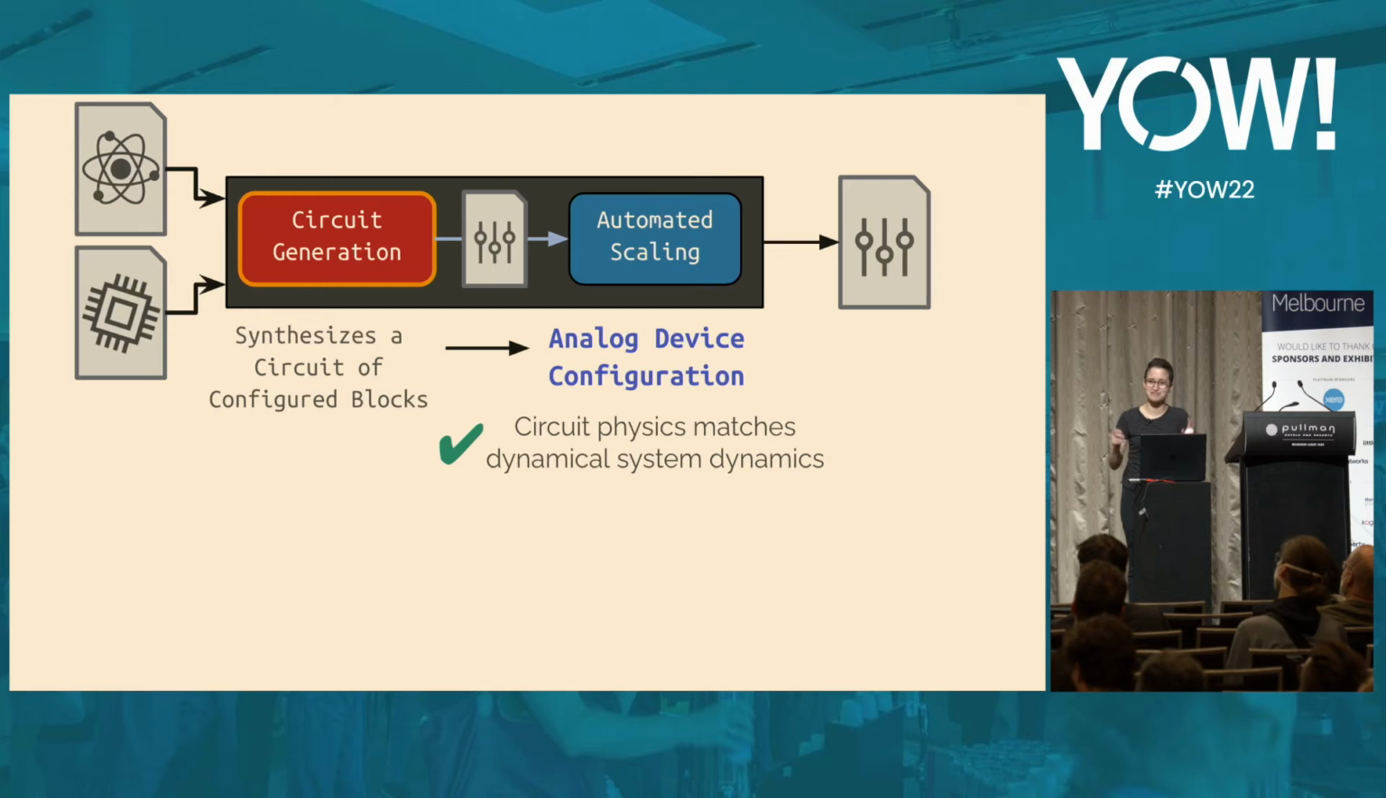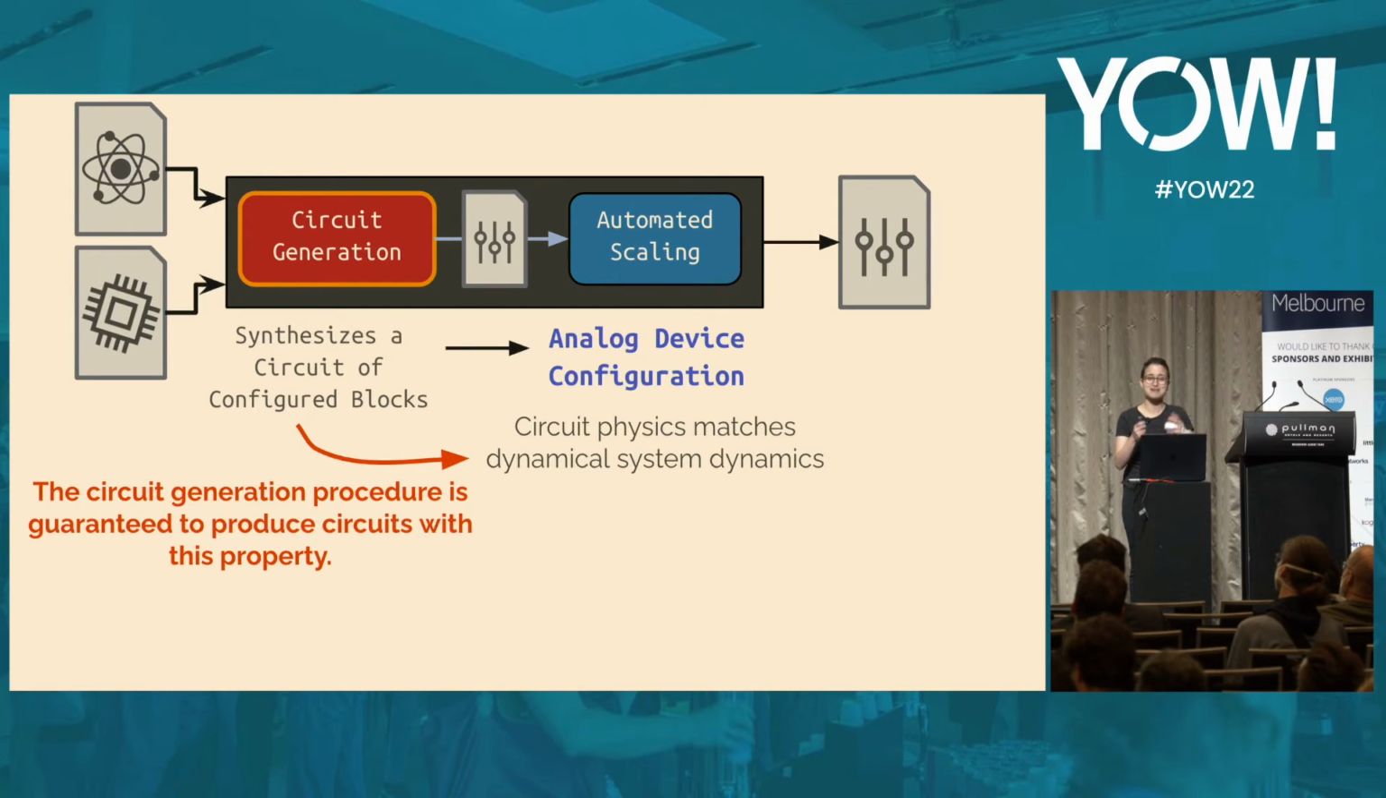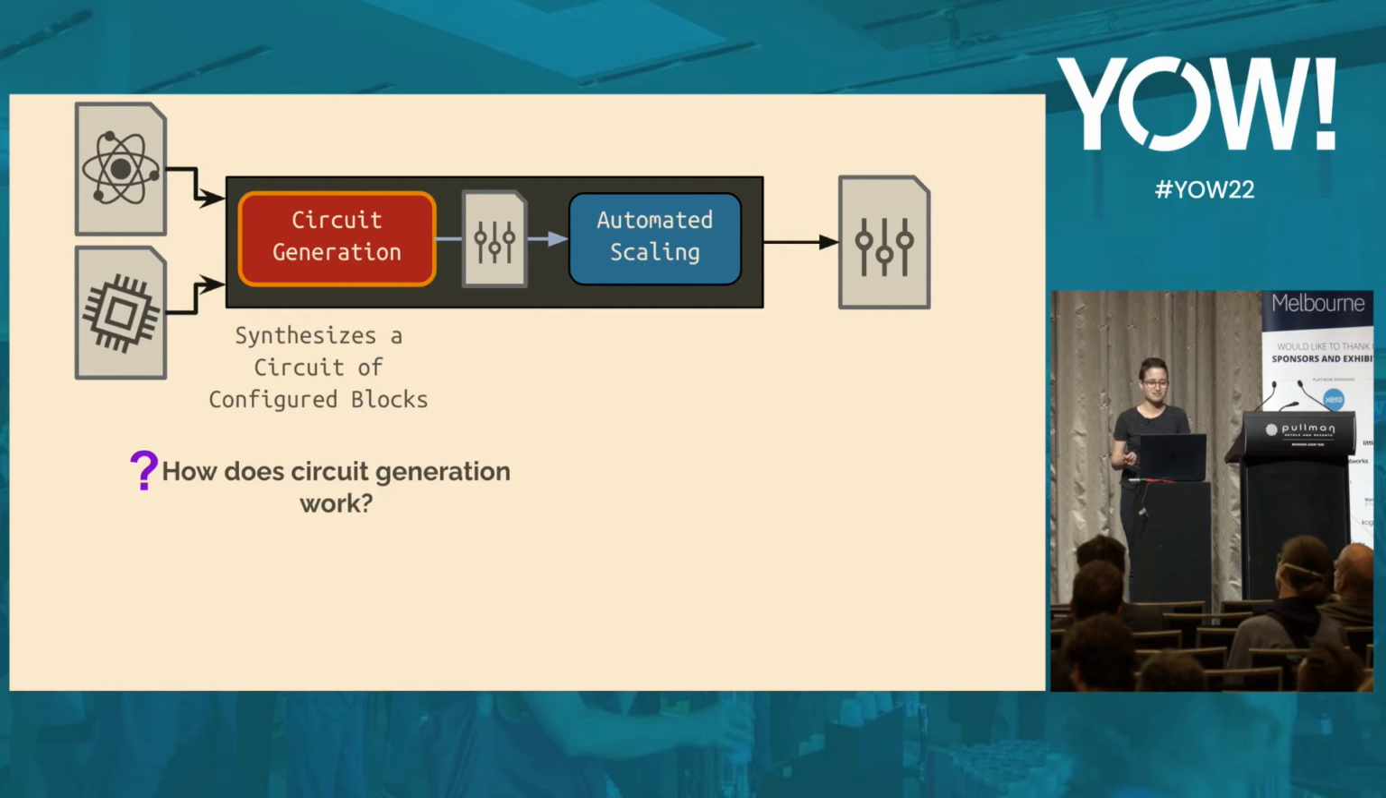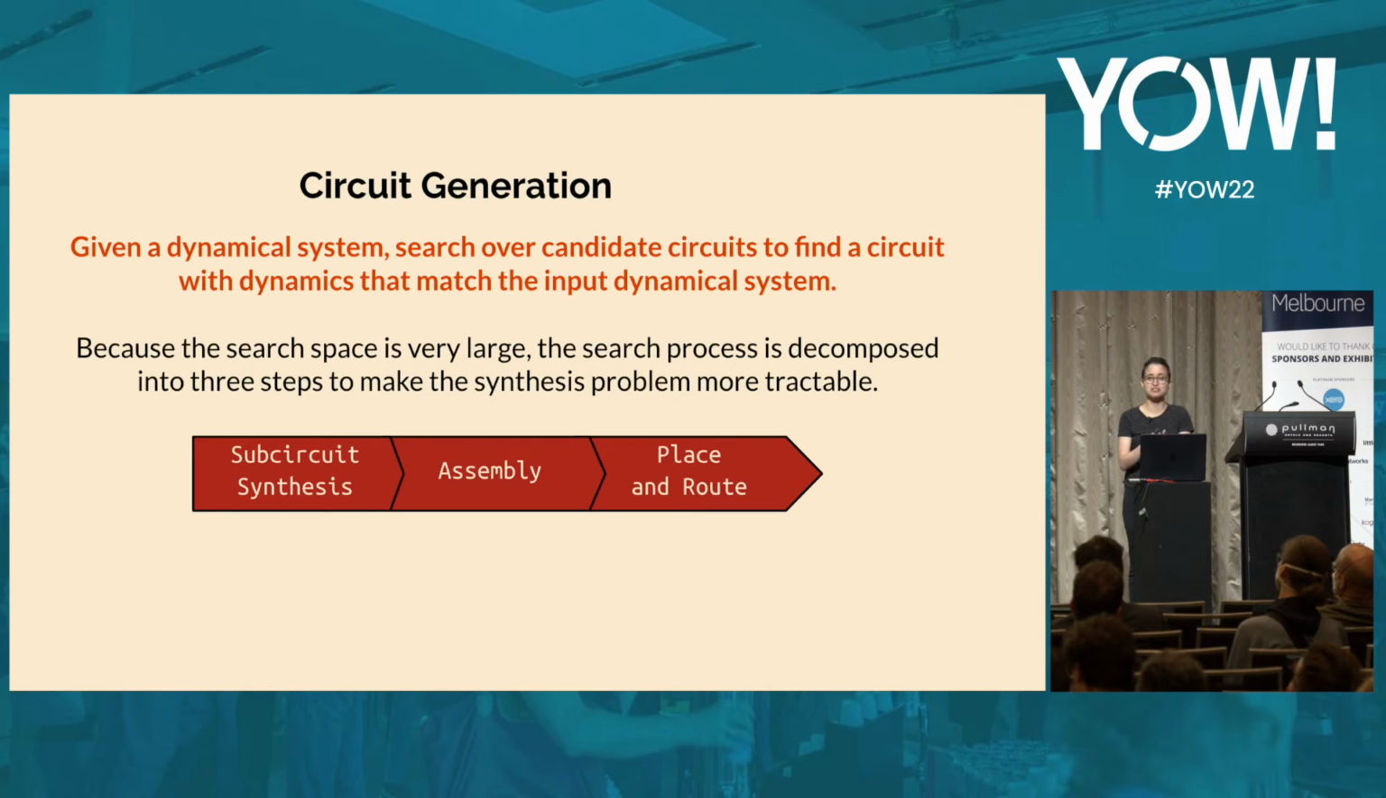Okay, so hopefully we understand this notion of matching dynamics. Basically, the circuit generation procedure is going to guarantee that we produce circuits with this property by construction. How does circuit generation work? Well, it's broken up into 3 steps. At a high level, given a dynamical system and the hardware specification, it is going to search over candidate circuits to find a circuit with dynamics that match the input dynamical system. The search space is extremely large for this part of the compilation process, which is why it is broken up into 3 steps. We're going to go through each of these 3 steps at a very high level. By doing this, you make synthesis more tractable and can scale to larger problems. It is mostly a performance choice.